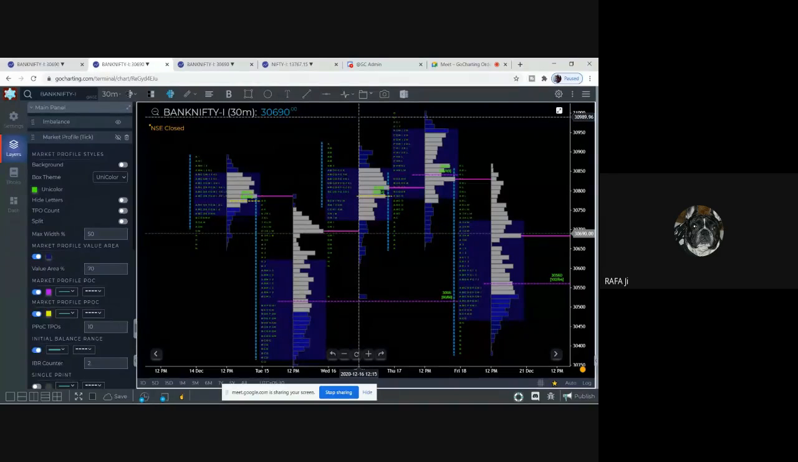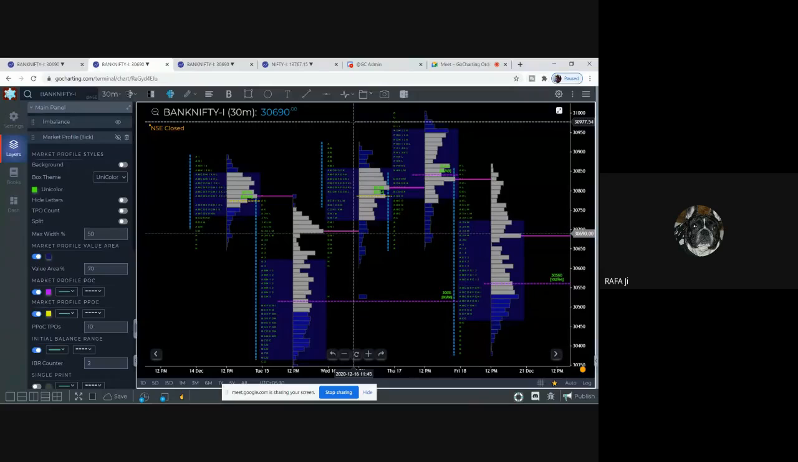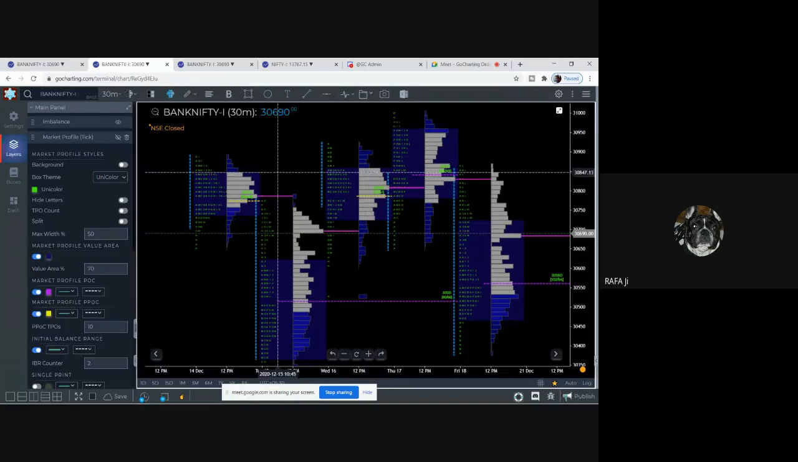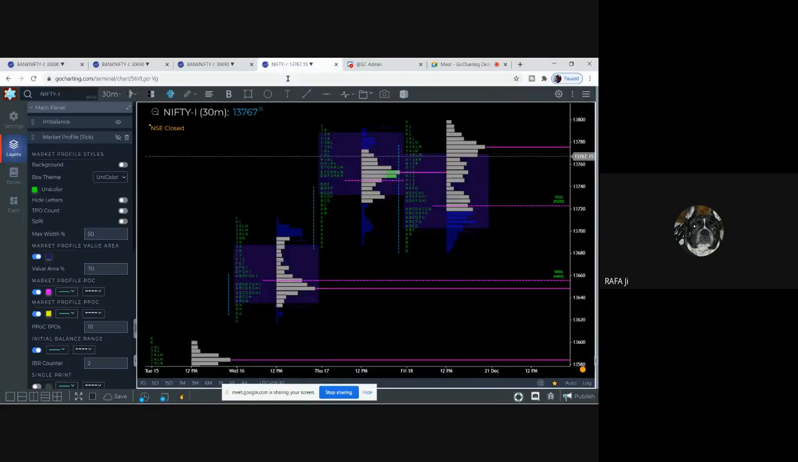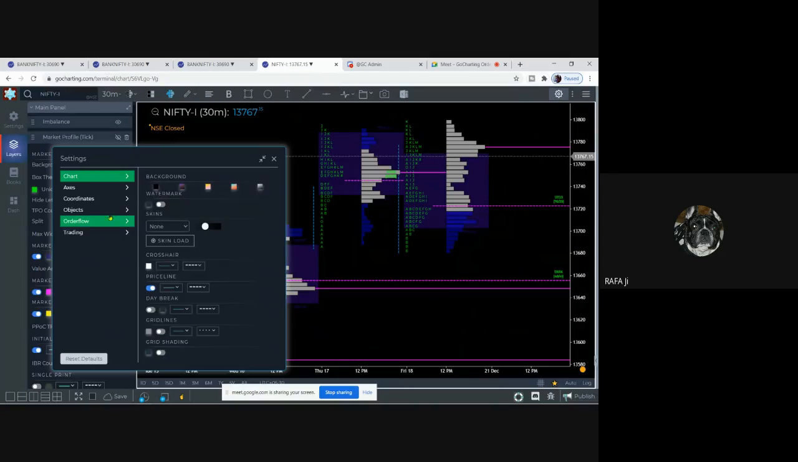Okay, so it just moves. If you have noticed these days, that is why I've kept it like that. Otherwise, there are instruments like Nifty where I would keep it a lot lesser. Let's see what I've kept in Nifty. This is the same chart. Okay, let's see what I've kept.